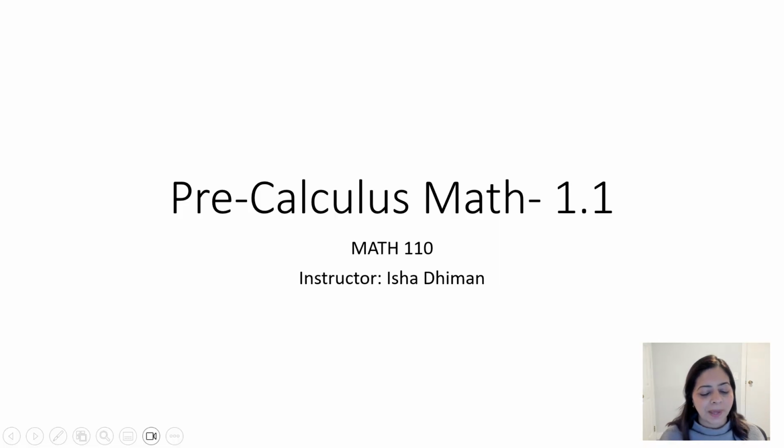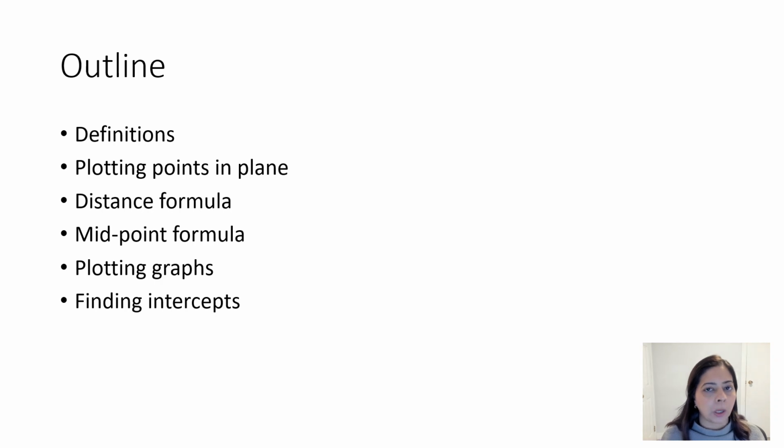So we are going to begin with section 1.1 of pre-calculus. That's, I would say, the beginning of the formal subject of pre-calculus. So today we are going to talk about some definitions and then learn the basics of how to plot points in a Cartesian plane. What's the distance formula?